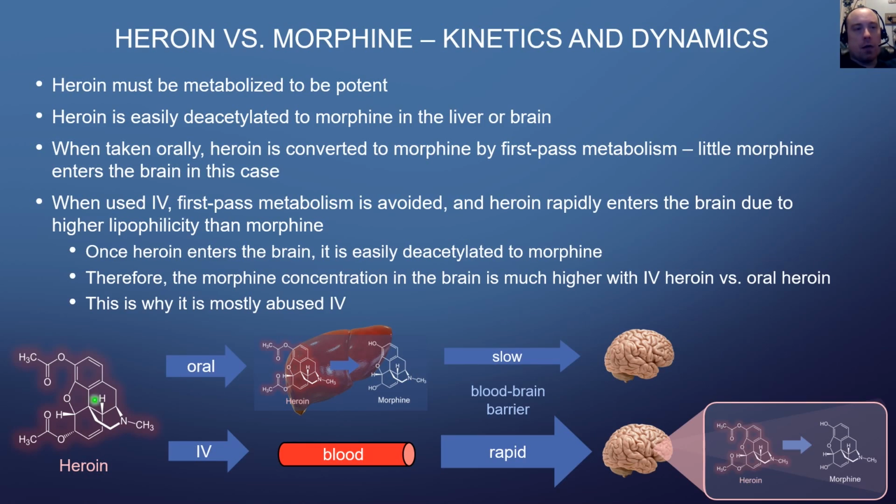If you took it IV, it would eventually be metabolized into morphine. But that difference in location of metabolism is so critical. Okay, so it's actually deacetylated. As you can see here, deacetylated, that's the metabolic activity that's happening when it's converted into morphine. That can happen in the liver or the brain. However, when it's taken orally, most of it is converted in the liver.